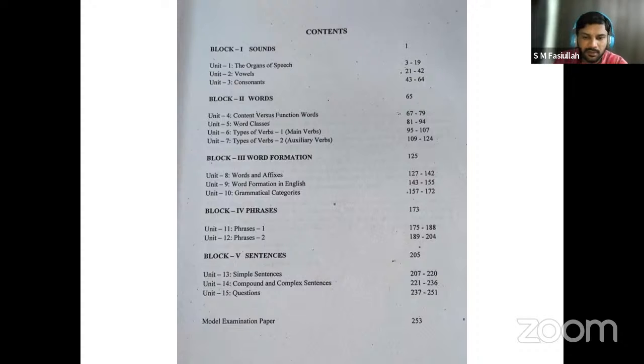So as we discussed in the last class, we'll start with the first block, that is sounds. The whole purpose of this block is to understand language as a system of sounds and how language is produced. What are the essential things that are required for the production of human language? We know that language is basically related to sounds, right?